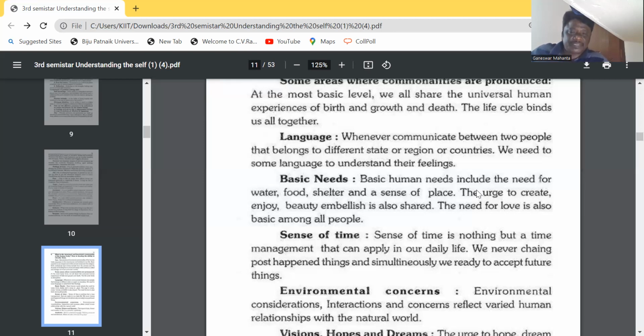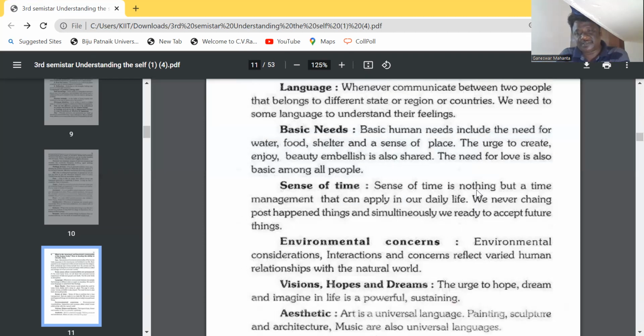Sense of time. Sense of time is nothing but time management that we can apply in our daily life. We never change things that have happened in the past, and simultaneously we are ready to accept future things. Because time management is very important. We never postpone things, and we are ready to accept future things.